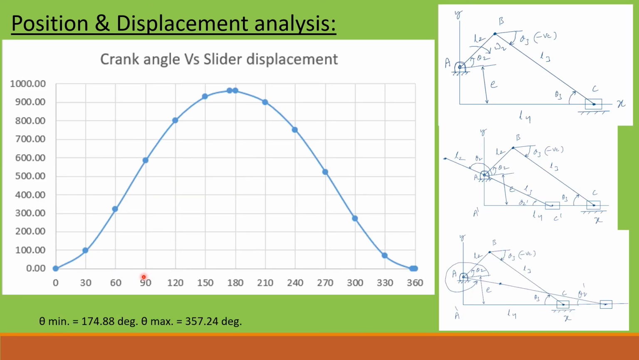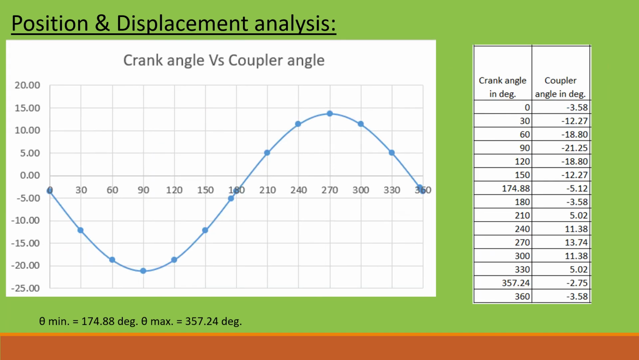In this graph, slider displacement versus crank angle is plotted. Crank angle is on the x-axis from 0 to 360 degrees and slider displacement on the y-axis. So the displacement starts with 0 and it goes to maximum at 174.88 degrees and comes down and becomes again 0 at 357.24 degrees.